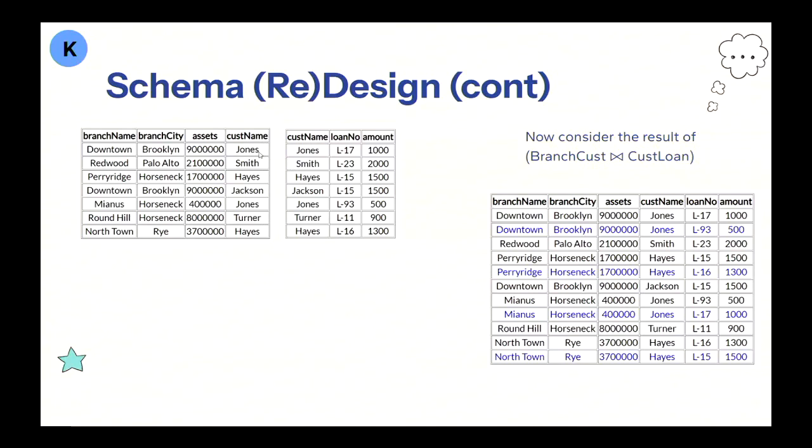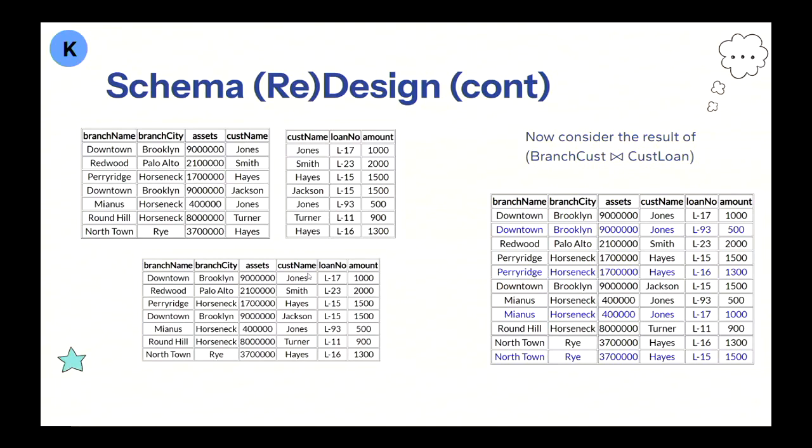what we will get is, let's say for drones, on the left-hand side we have downtown Brooklyn drones, and on the right-hand side we have two drones. So for downtown Brooklyn, we have two entries here on the right-hand side. It's the same for the second Horsnike branch here. So we will have two duplicate loan numbers here when we join the tables according to customer names.